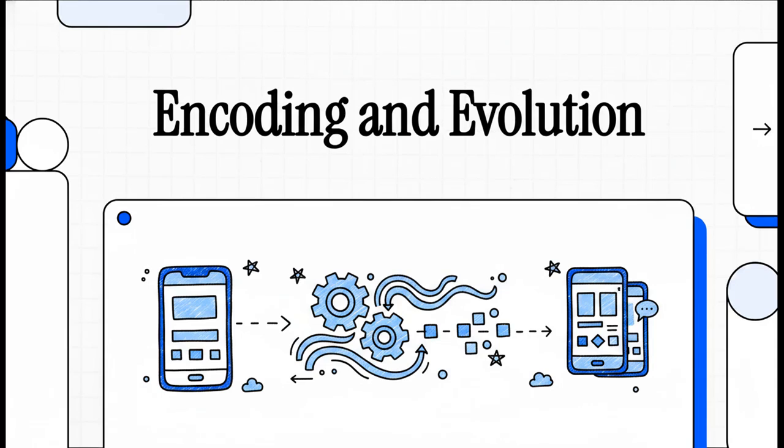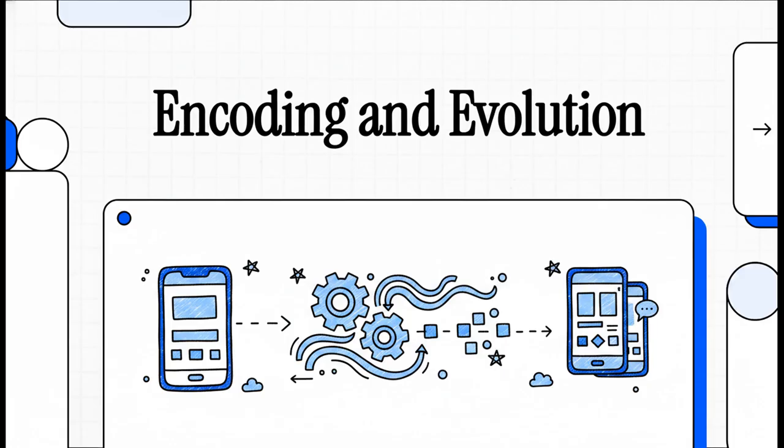Let's be real. Applications are never really finished, are they? They're always evolving. We're adding features, fixing bugs, adapting to new business needs. But here's the thing. When your application code changes, the data it handles has to be able to change right along with it. So, in this explainer, we're going to dive deep into how modern systems pull off this constant, tricky evolution.